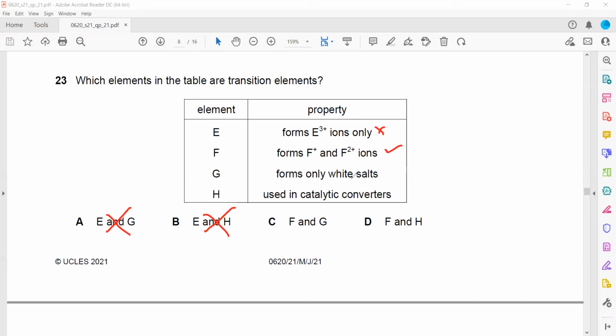Then G only forms white salts. A characteristic of the transition elements is that they tend to form colored compounds. So G is a non-transition element, and any option which includes G is also incorrect. So what we are left with is only option D. It is used in a catalytic converter, or used as a catalyst, because transition elements have a characteristic that they can act as a catalyst.